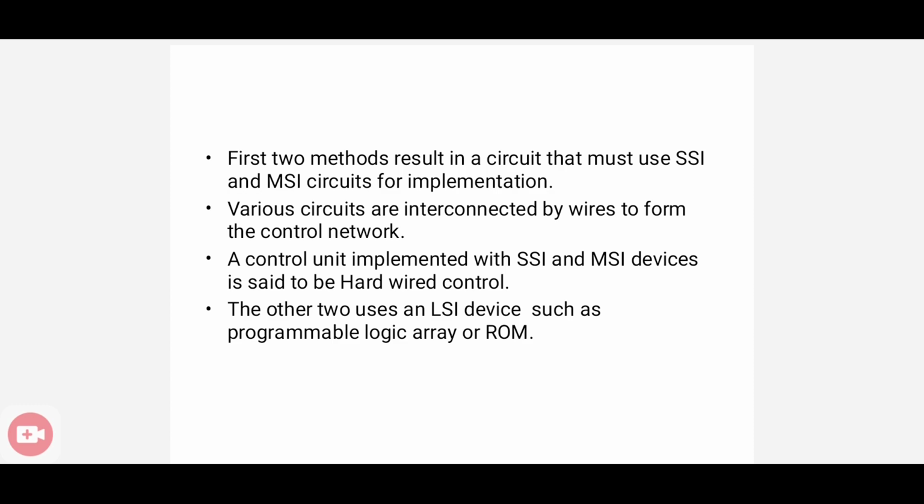So there are four methods for implementing a control organization. First, flip-flop per state method. Second, sequence register and decoder method. Third, PLA control. And fourth, microprogram control. Of these, the first two, which use SSI and MSI circuits with a number of wired connections, are known as the hardwired control mechanism. The third and fourth use LSI devices for implementing, such as a programmable logic array as well as ROM. Clear?